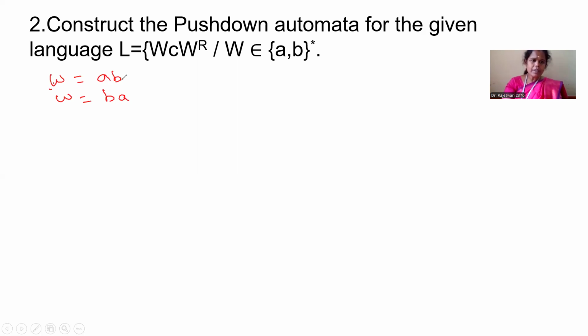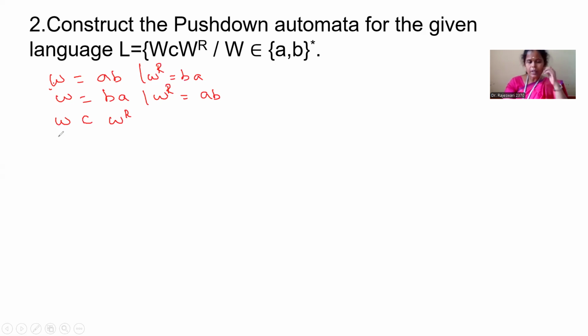If AB is W, what can be W^R? W^R is BA, the reversal of the same string. In this case, what is W^R? W^R is AB. Am I right? So, for this case, your string W is followed by a separator, and then there should be the reversal of the same string. Isn't it? For this, we are going to construct a push-down automata.